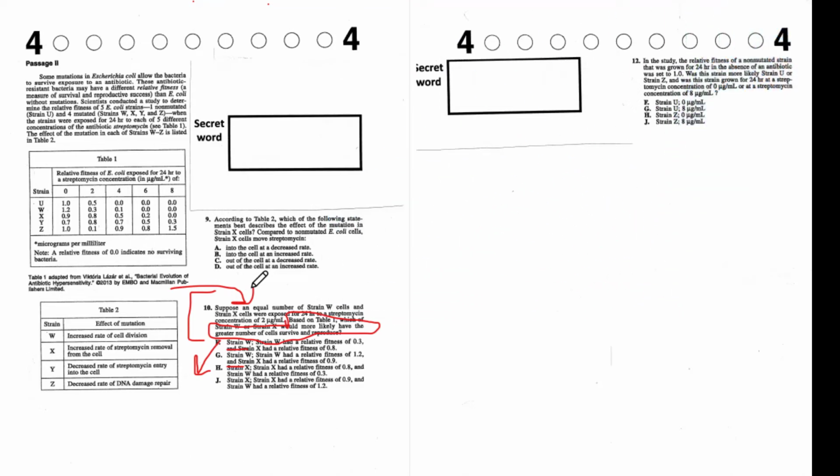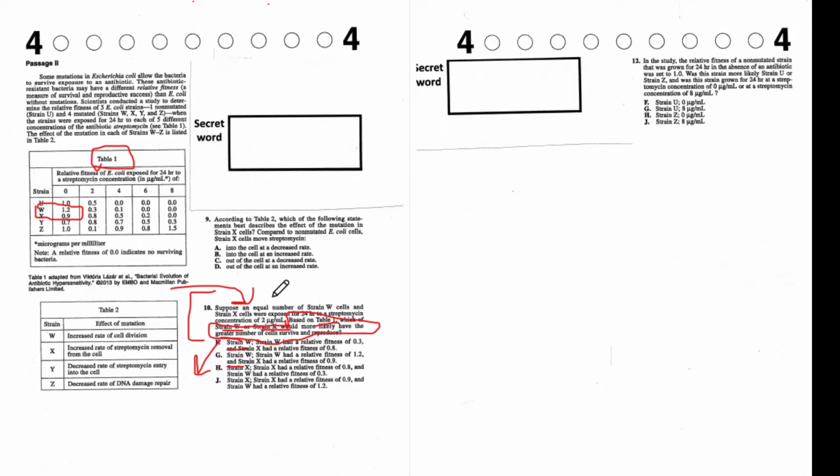All right, so I read the bottom part first, right? It says, based on table 1, I underline table 1, which strain, W or X, I underline W and I underline X, would more likely be the greatest number surviving, okay? And then I underline greatest. So I come over here and I look at table 1. I have W and X right here, so you're comparing these two. And you're looking for the greatest, so you're going to have to look in the column here. All right, I got a general idea of what's going on.